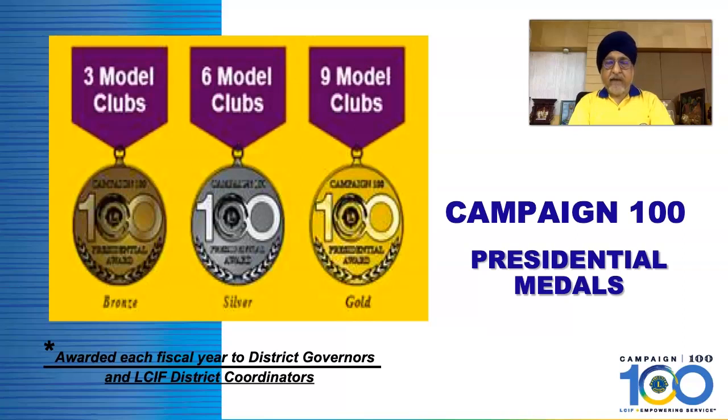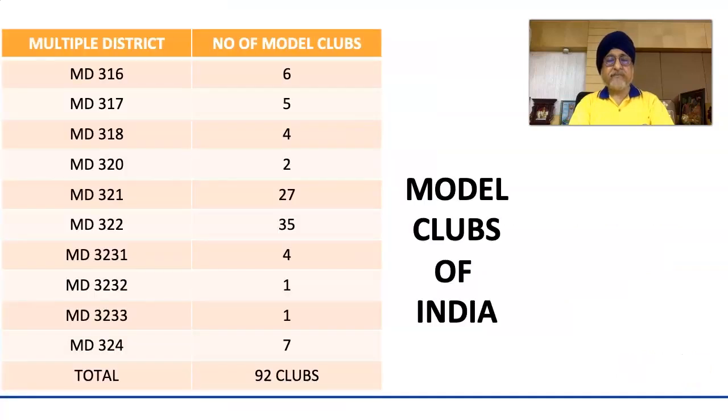For every district coordinator and district governor, it is not difficult to get at least the silver or bronze presidential medal. So come forward, motivate your clubs, and get the presidential medal under Campaign 100. This is the list of model clubs which have already been declared in our country. 92 model clubs have been placed or have completed the contribution as model clubs.